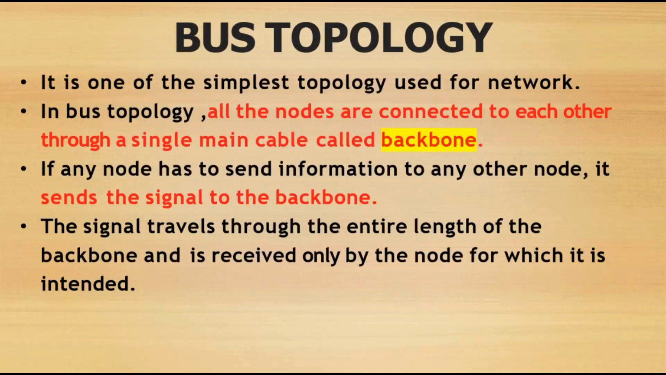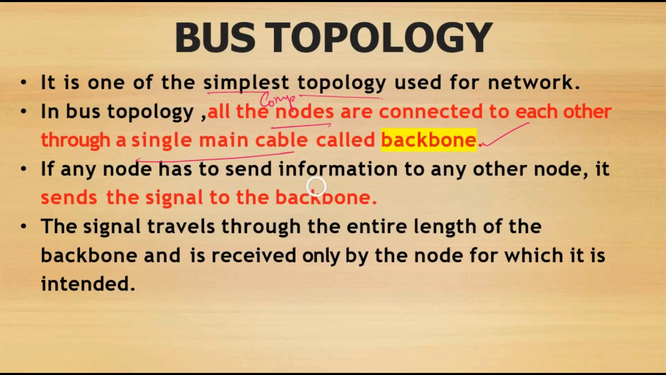So let us move on to the bus topology. It is considered one of the simplest topologies used for a network. In bus topology, all the nodes are connected to each other through a single main cable called the backbone. That means all the computers are connected through one single main cable, which is called the backbone of that topology.